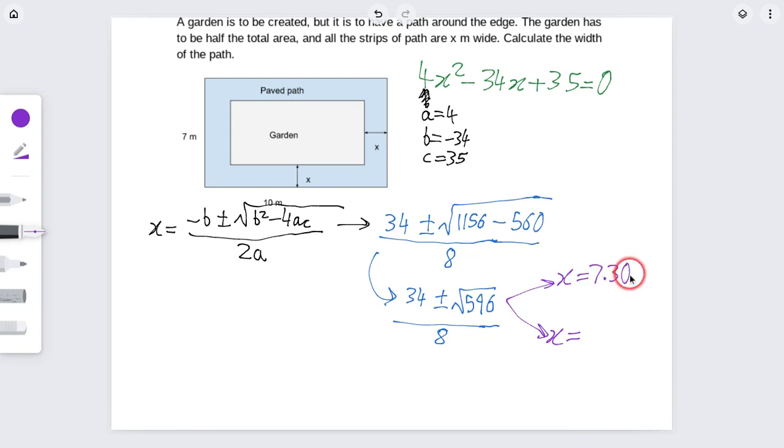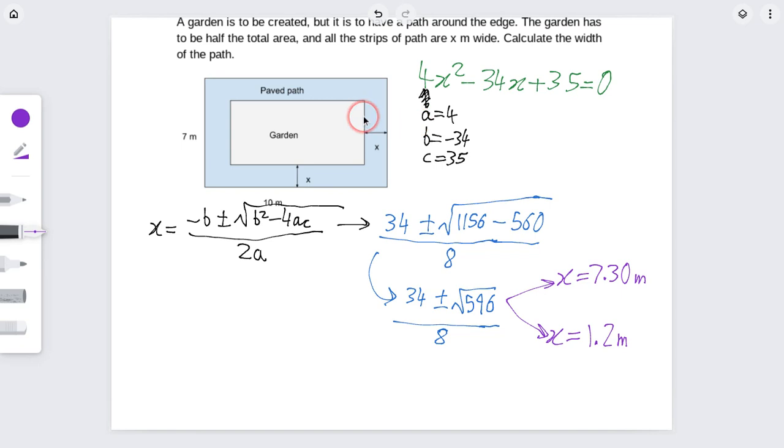7.30 meters. Now here's the second value, 34 minus the square root of 596 is equal to 9 point, okay, that's some kind of big number, divided by 8 will be equal to 1.19. And because there's an 8 next to it, it's going to become 1.2 meters.